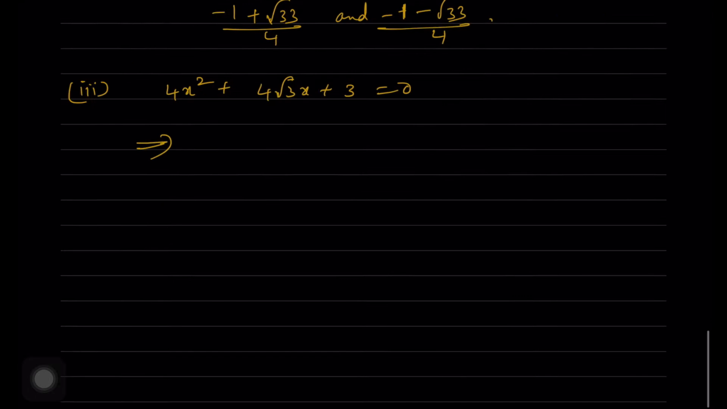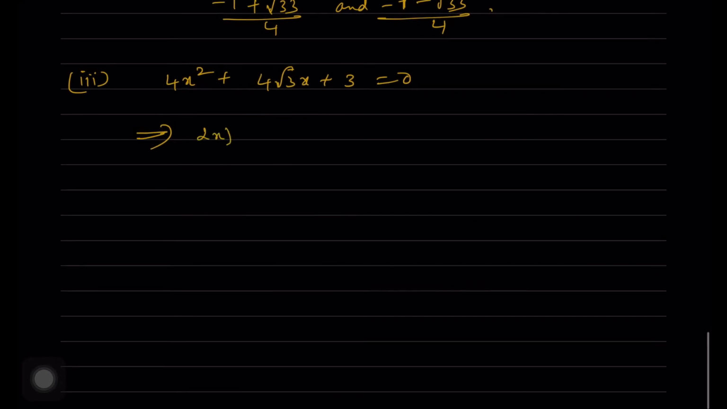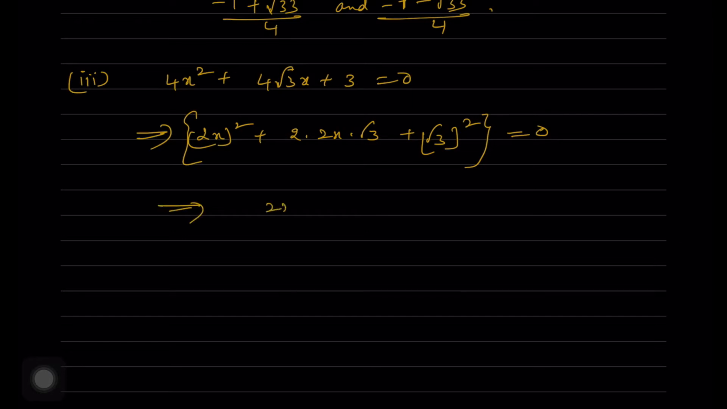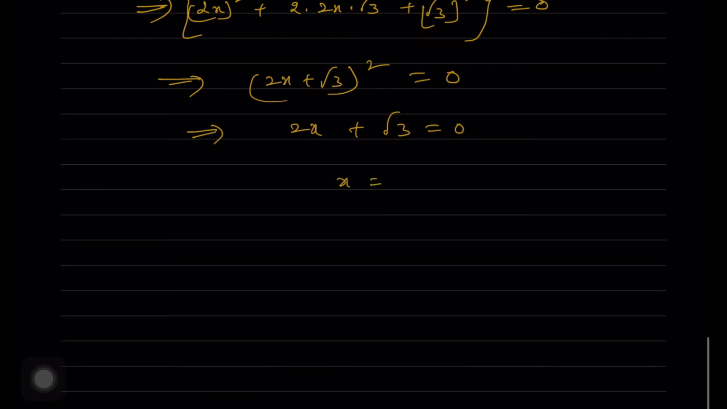So you can write this as 2x whole square plus 2 into 2x into root 3 plus root 3 whole square is equal to 0. So you can write this as 2x plus root 3 whole square is equal to 0, which implies 2x plus root 3 is equal to 0. So x is equal to minus root 3 by 2.